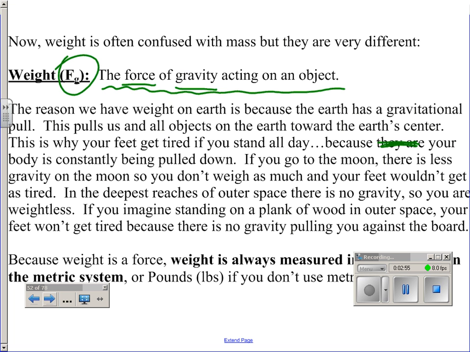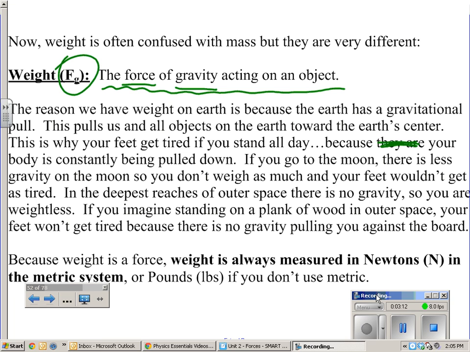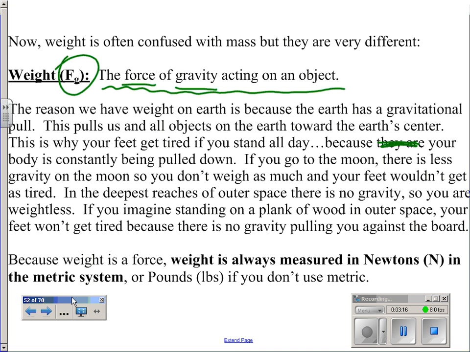All right. In the deepest reaches of outer space, there's no gravity, so you're what's called weightless. If you imagine standing on a plank in outer space, your feet don't get tired because there's nothing pulling your feet down towards that plank of wood. Now, because weight is a force, weight is always going to be measured in newtons in the metric system, or pounds if you don't use metric. Obviously, we're going to be using the metric system, so we're going to use newtons.